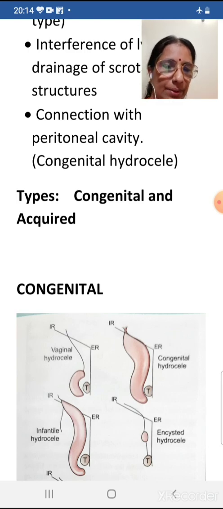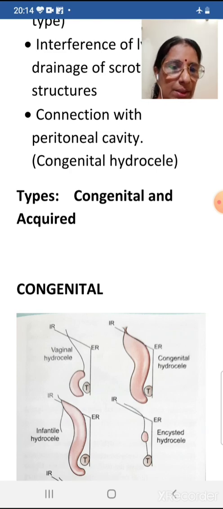The congenital types of hydrocele are four: vaginal hydrocele, congenital hydrocele, infantile hydrocele, and encysted hydrocele. Vaginal hydrocele is due to increased production of fluid by the tunica vaginalis. In congenital hydrocele, the communication with the peritoneal cavity is there, so there will be collection of fluid from the peritoneal cavity to the scrotum. And in infantile hydrocele, the processus vaginalis extends up to the internal ring, so fluid collects in the processus vaginalis.